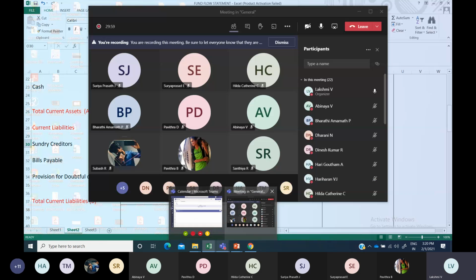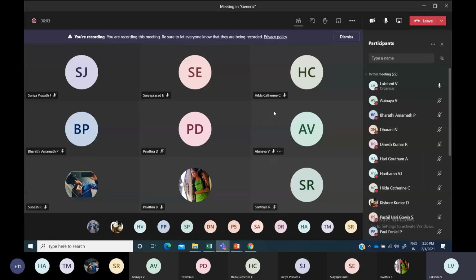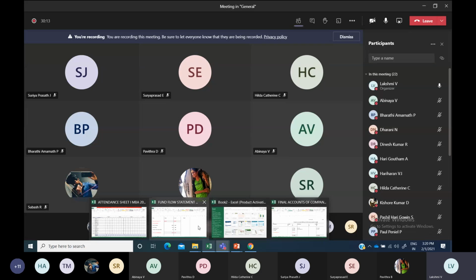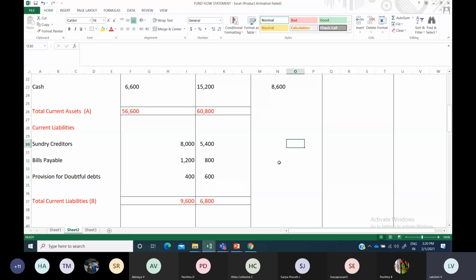So what is decrease in current liability? Just a reverse of that. Current assets means increase, decrease means decrease. Current liability பொறுத்த வரைக்கும் increase means decrease column, decrease means increase column. So this has become decrease. So where to show now? Increase column you have to show.